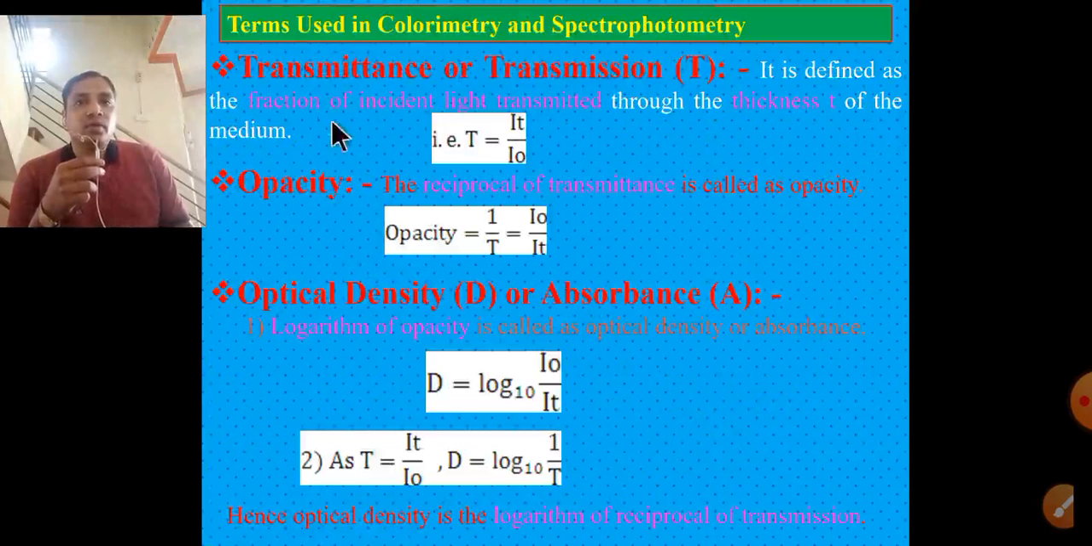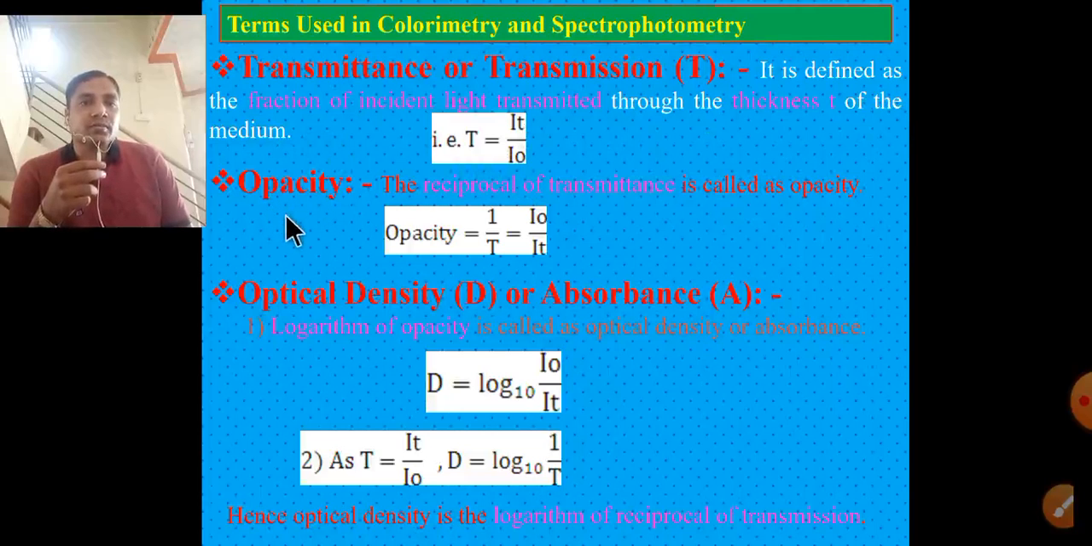In this topic, important terms used in colorimetry and spectrophotometry. Transmittance or transmission, symbol T. It is defined as the fraction of incident light transmitted through the thickness t of the medium. That is, T is equal to It upon I0.